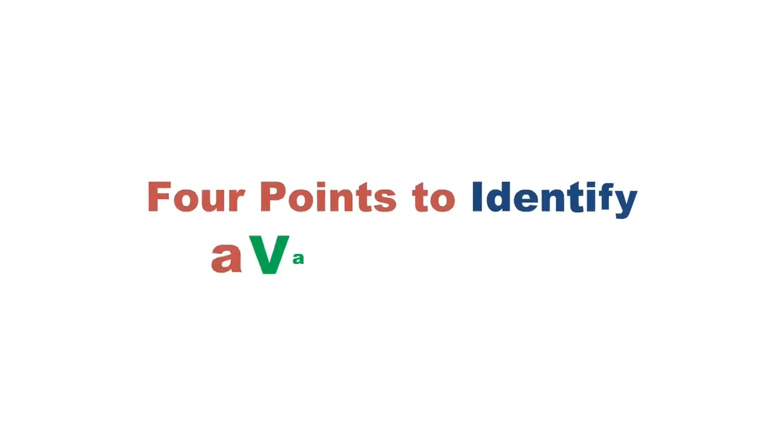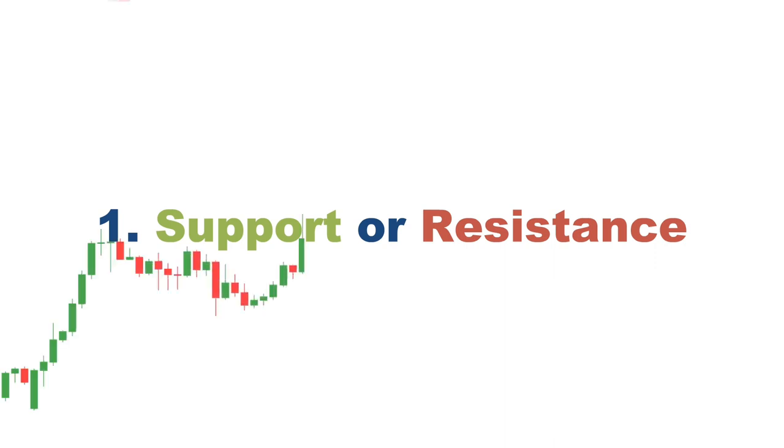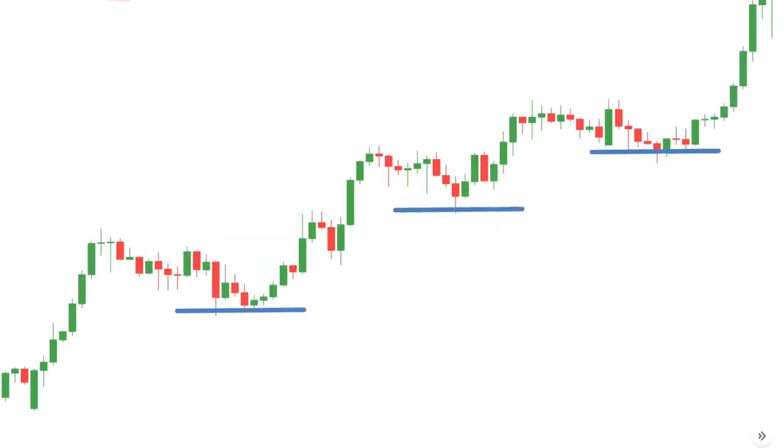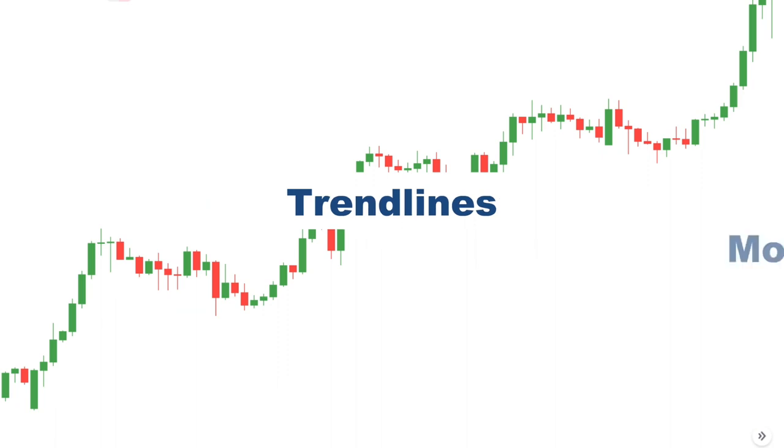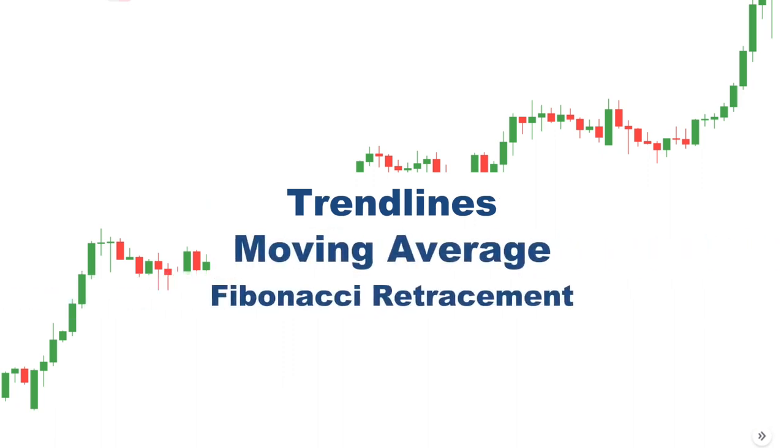Here are 4 points to identify a valid pullback. First, support or resistance. The pullback should ideally retrace to a key support or resistance level, which can act as a potential entry point for traders. This level should be identified based on technical analysis, such as trend lines, moving averages, or Fibonacci retracement levels.